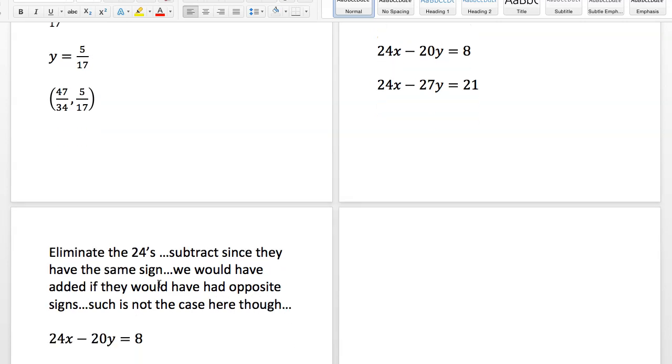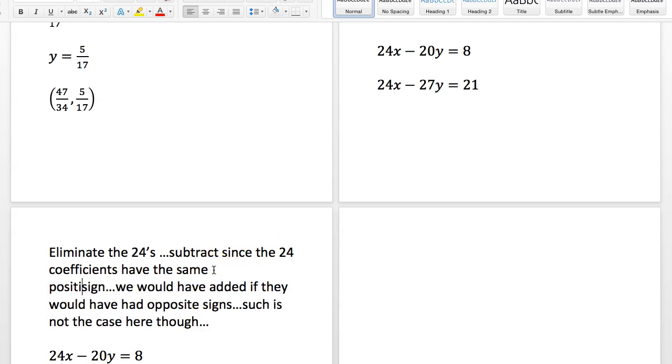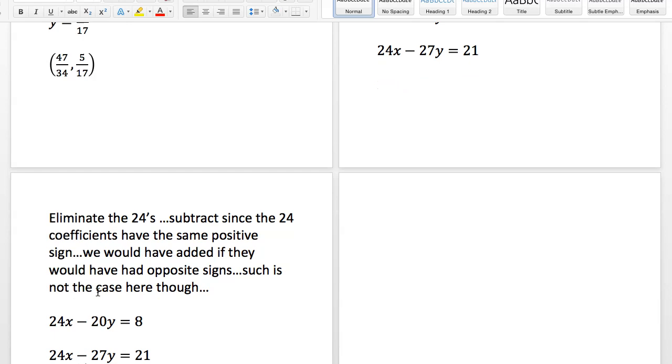Okay, so we subtract. Since who is they? The coefficients. Since the two coefficients have the same, and what kind of sign? Positive one, right? Since they have the same positive sign, we subtract. We want to eliminate them. We don't want to make 48. We want to make 0, right? We want bye-bye. We don't want reinforcement. We don't want a whole lot of x. We want a whole lot of bye-bye, right? So we won't see you later.